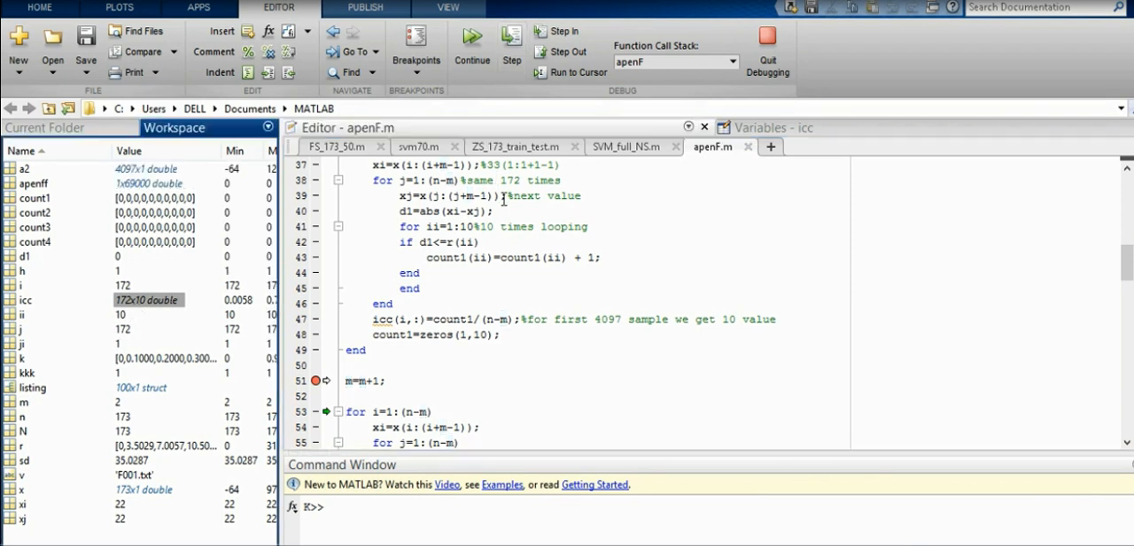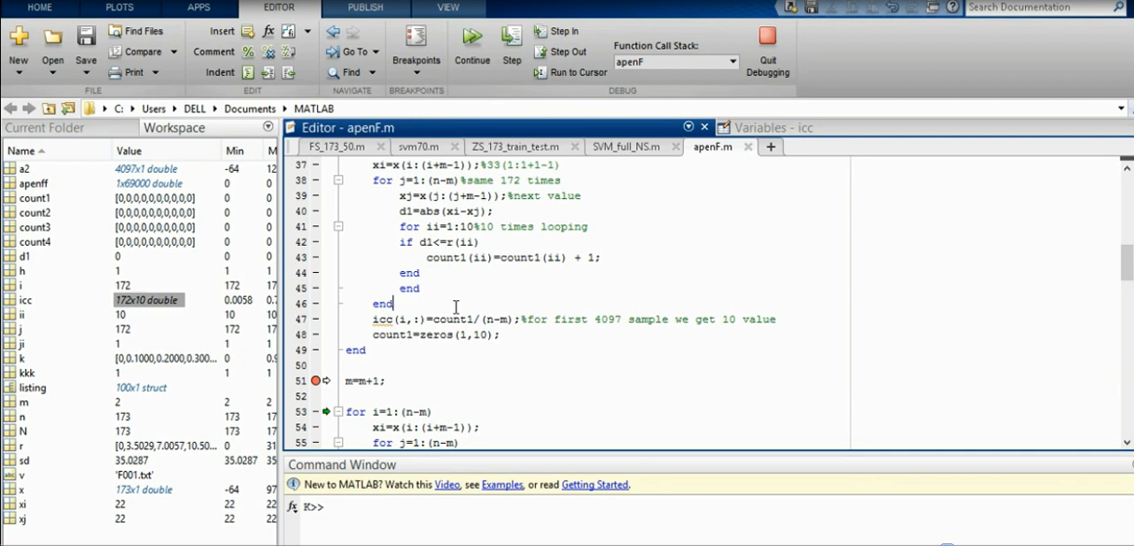Then m is equal to m plus 1, which means we compare two values with another two values. So we require m is equal to m plus 1 and then get the accuracy, that means whether accuracy is high or low when compared one value to one value, or accuracy may be higher when comparing two values to two values. So here the ICCs contain 172 cross 10 values, and this is reduced by the entropy equation.